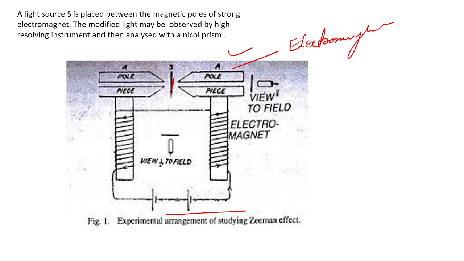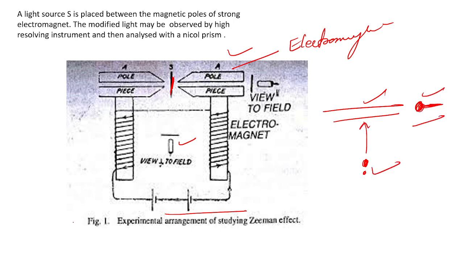From the perpendicular, this is the direction of the magnetic field, and if you are standing here, this is perpendicular to the magnetic field. If you are observing here, this is from the parallel view, and from here you will see the perpendicular view, okay. So this is all about the diagram. These are the electricity wires, which are connected with the electromagnet, okay.